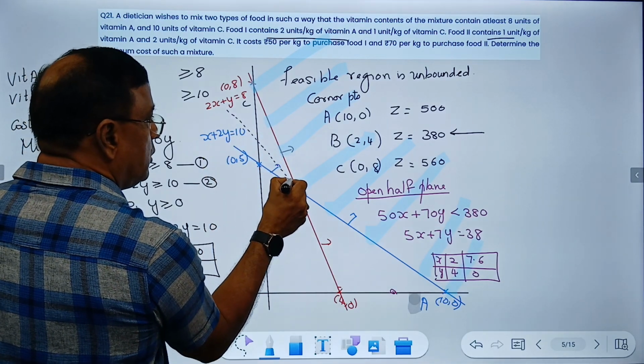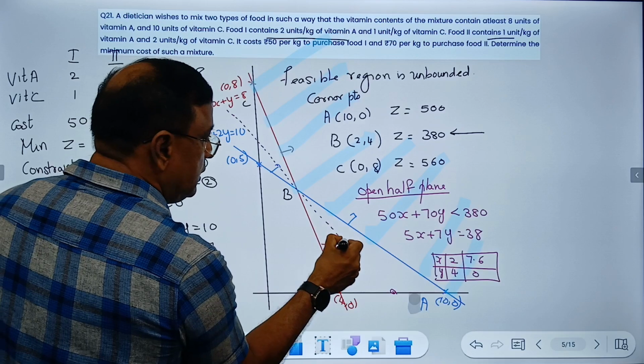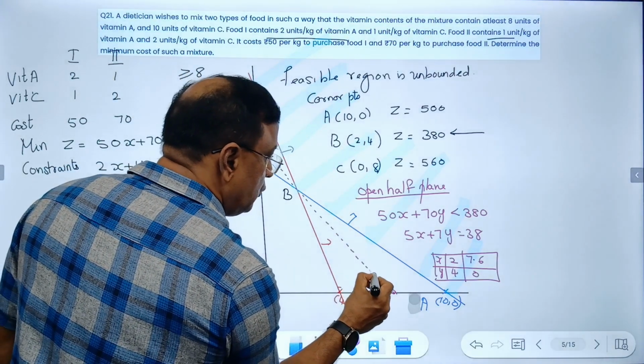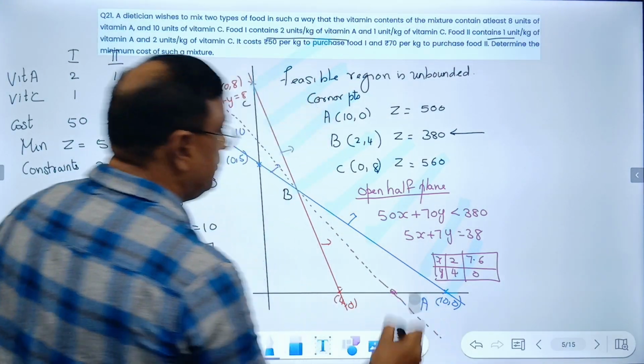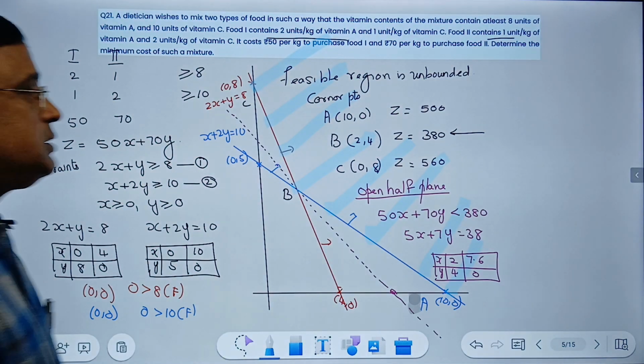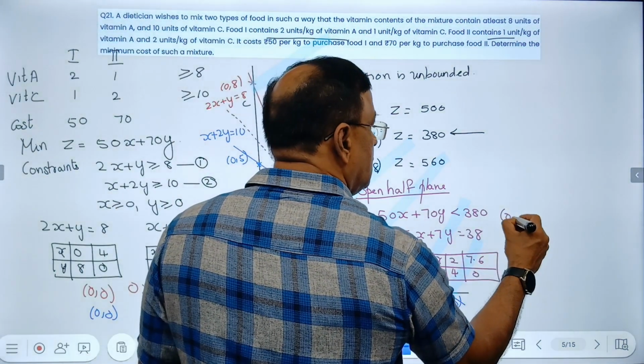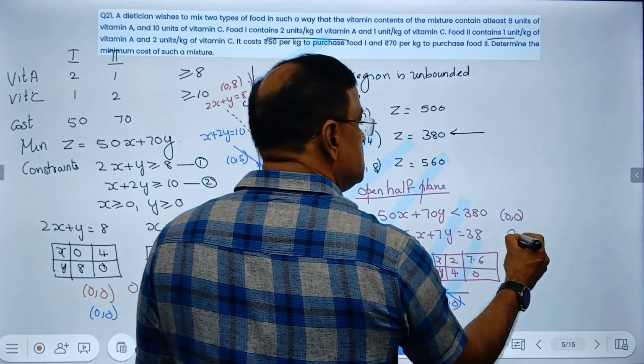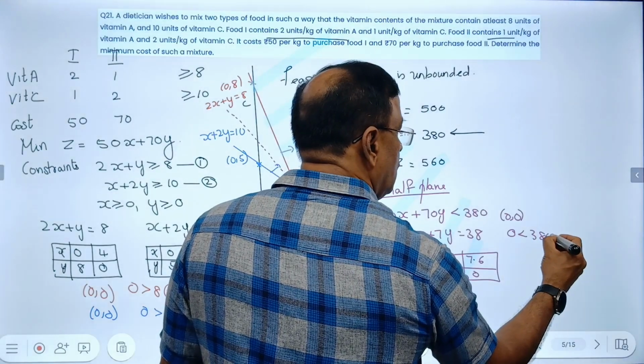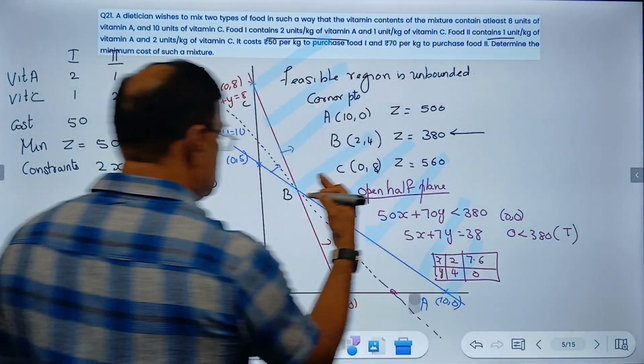Why do I do dotted line? Because it is strictly less than. Points on the line don't belong to the inequality. Okay, now let's substitute origin. When I substitute origin, what happens? 0 is less than 380, which is true. So it is towards origin.